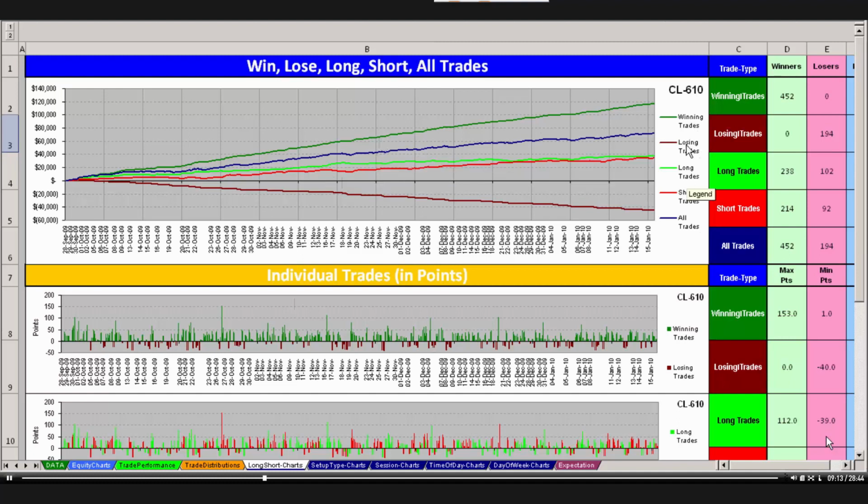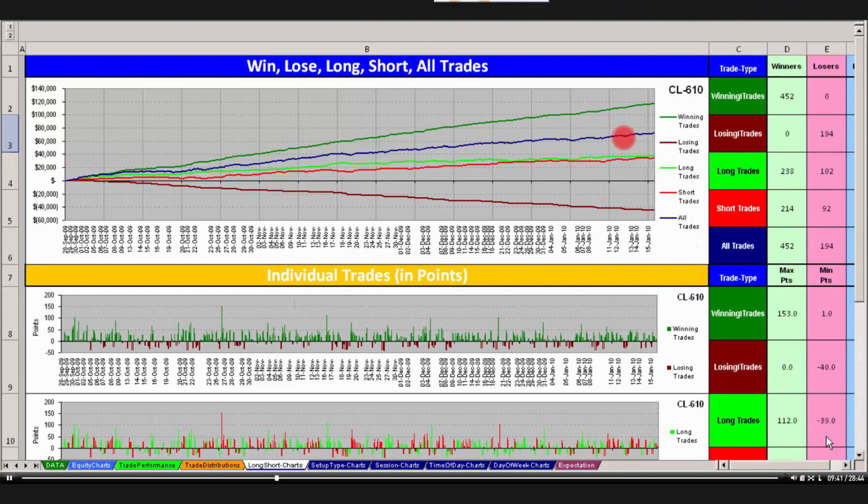The legend over here on the right color codes it, so the green line are your winning trades. The red line down here at the bottom are your losing trades. So there's your winning trades. There's your losing trades. Then we have the green is the long trades and the red are the short trades. Notice how those two mirror each other. And then finally the all trades category.